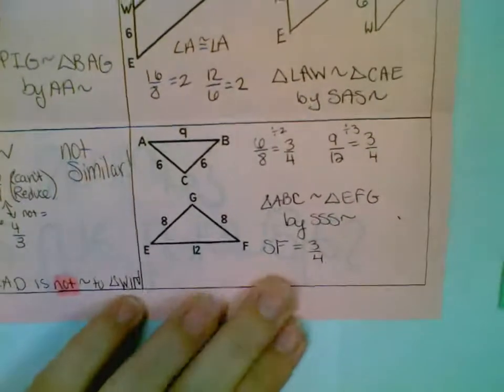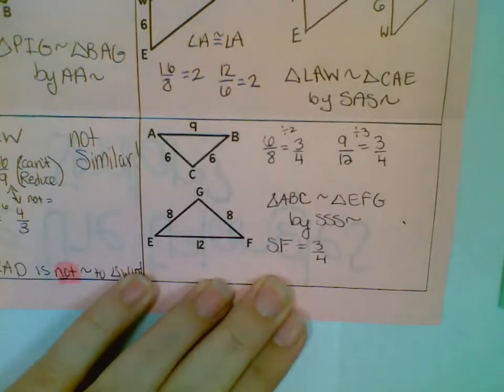So the next example, we can do the same thing. So if we look at the pictures, we have three sides and three sides. So I would think side, side, side. But we have to check, are all the sides proportional?